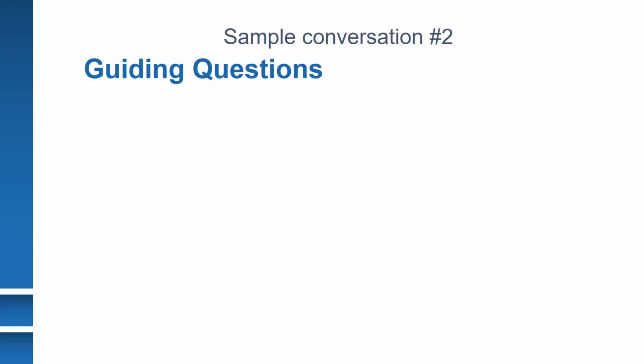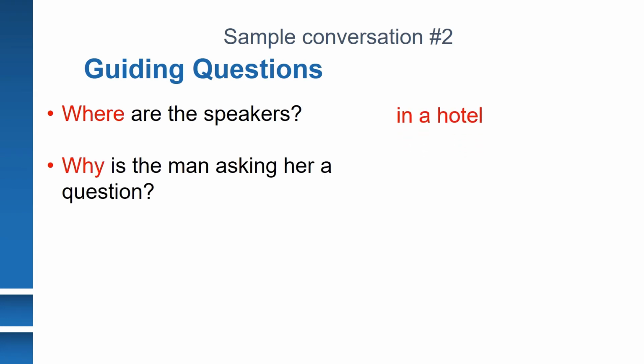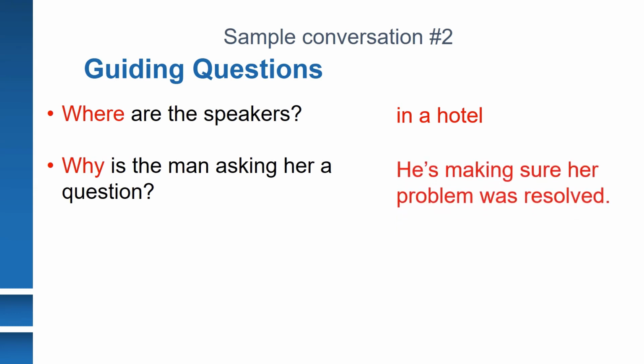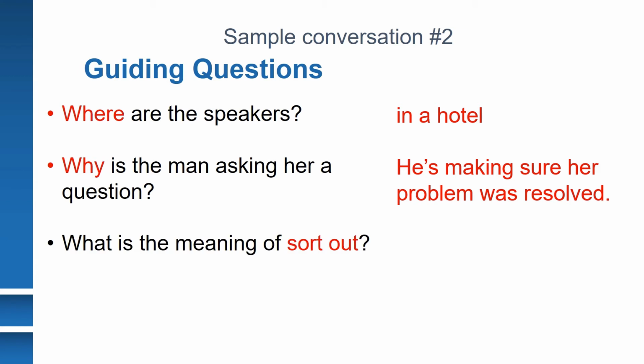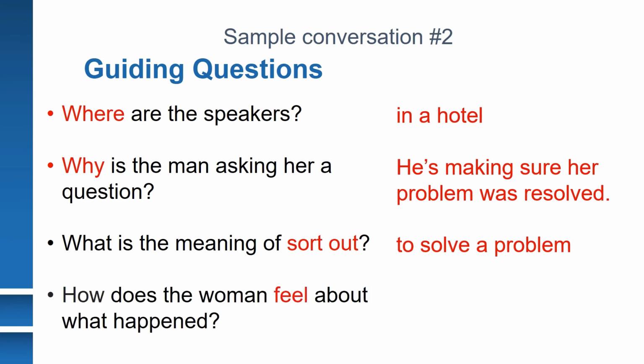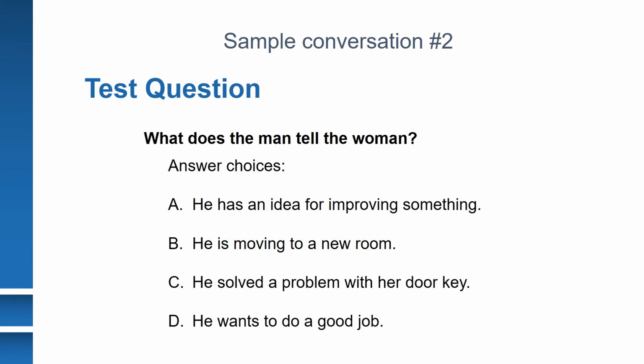Okay, so to answer the guiding questions, where are the speakers? In a hotel. Why is the man asking her a question? He's making sure her problem was resolved. What is the meaning of sort out in this conversation? It's to solve a problem. And how does the woman feel about what happened? She's pleased. Okay, what about a sample question?